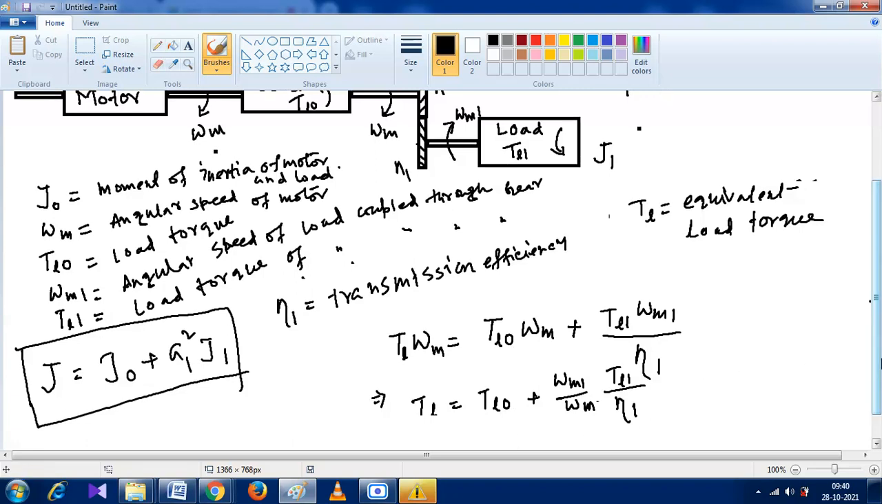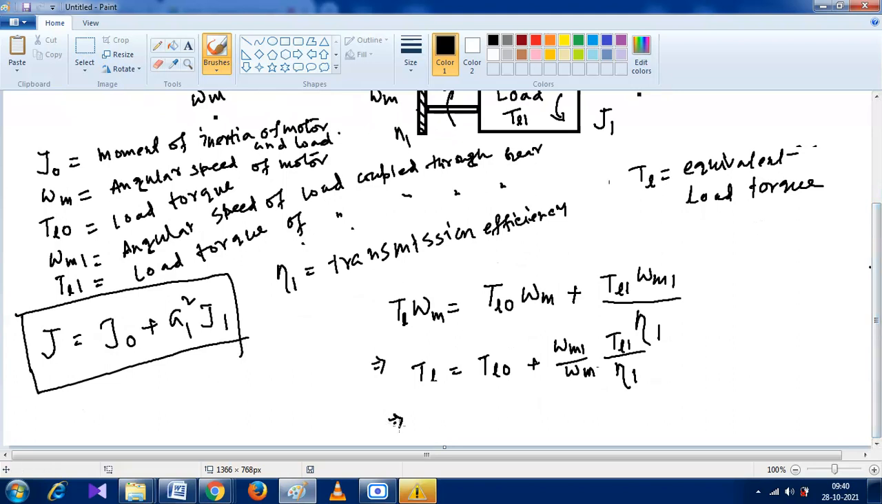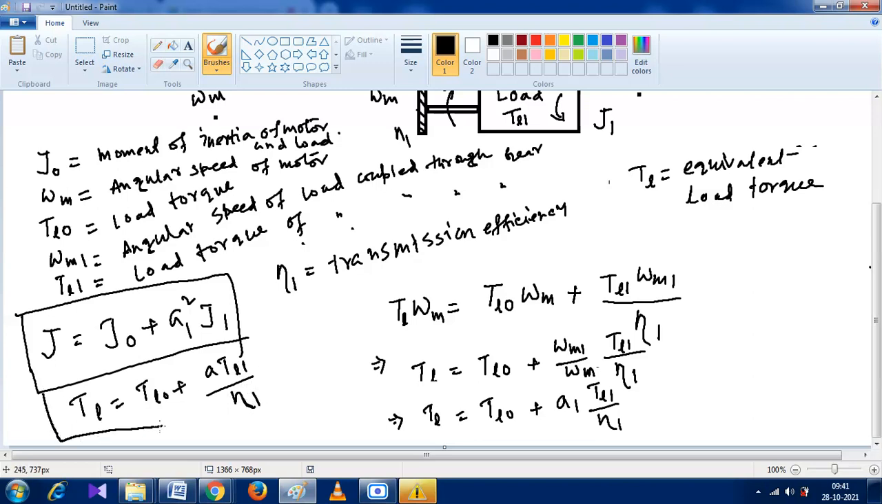After that, we simplify this equation. TL is equal to TL0 plus A1 TL1 by eta 1. So this is also an equivalent parameter. It is TL equal to TL0 plus A TL1 by eta 1. This is our second equivalent parameter.